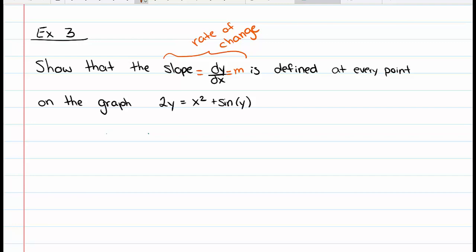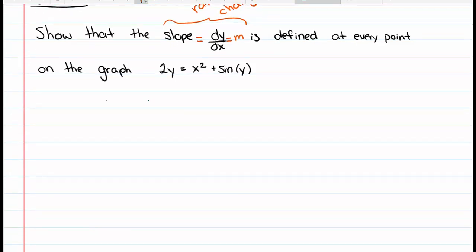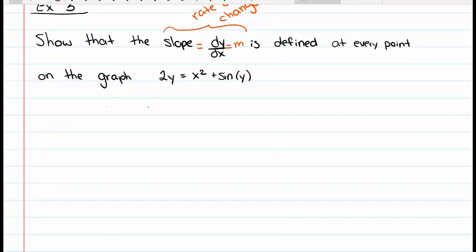Now the points where it would not exist would be like a vertical tangent, if the graph is discontinuous, if there's a hole, if there's a jump, if there's a corner, if there's a cusp, any of those things. So we want to show that it's not all those things. Well, to do that, we need to get dy dx, or again, the derivative, by itself.